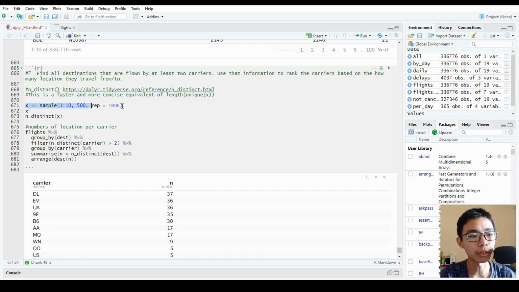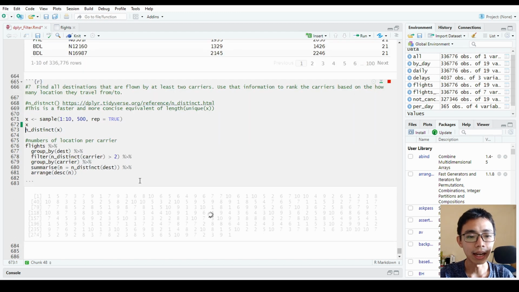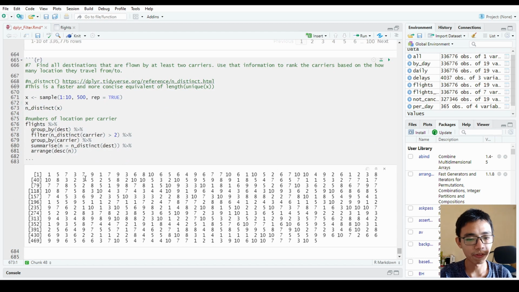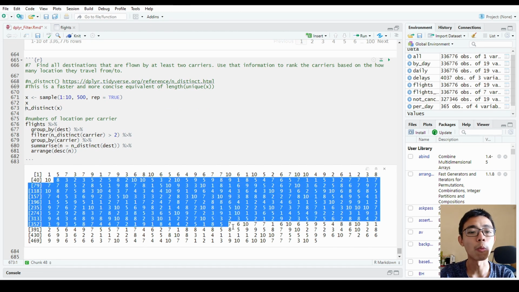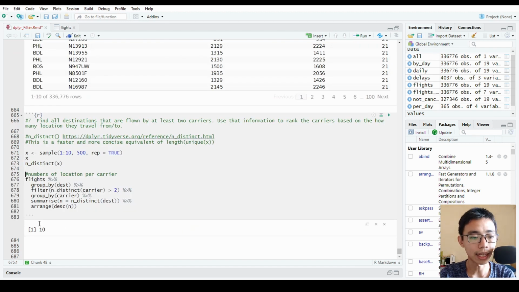It's just a way of counting unique values, if you have worked with Excel before. So let's create an example over here. If x is a sample of 1 to 10, 500 times, in case you don't know what that means, x is a vector with 500 elements, randomly selected from 1 to 10. If you run n_distinct on x, you realize that it's only 10, because there are 10 unique elements in x. That's basically what n_distinct does.